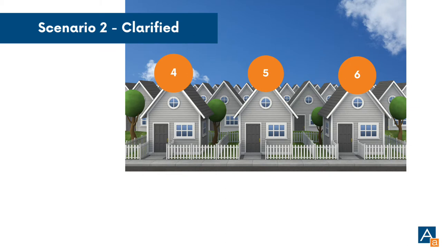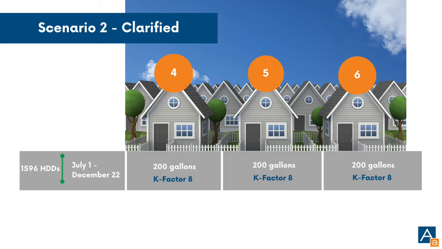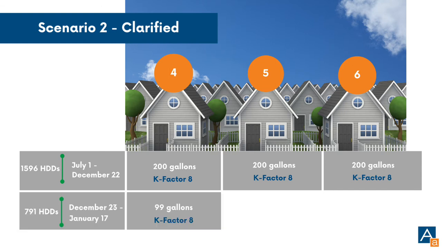Scenario 2 appears to any outsider as a customer with a very high K. It took almost 1,600 heating degree days to consume about 200 gallons. Lacking any other information, this looks like a K factor of 8. So why did the next delivery to the three houses look so different from one another? Is the K of these houses really an 8? The answer is almost the polar opposite, pun intended, from scenario 1. Home 4 had its heat on the entire time period from July 1st till December 22nd, and it did consume about 200 gallons.